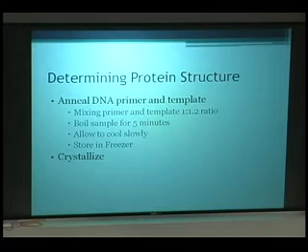Then we are ready to actually do the real science, which is determining the protein structure. First we anneal the DNA primer and template because they're separate. You anneal them by mixing the primer and the template together in a 1 to 1.2 ratio. You boil the sample for 5 minutes and allow it to cool slowly. And then you can store it in the freezer until you're going to use it.